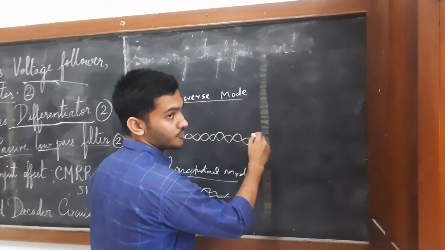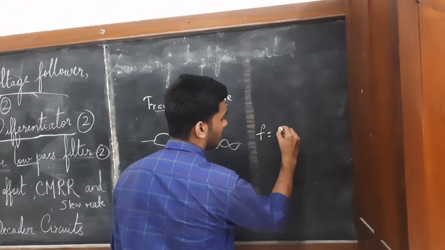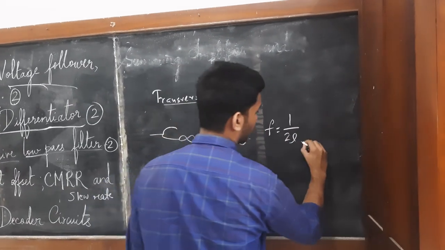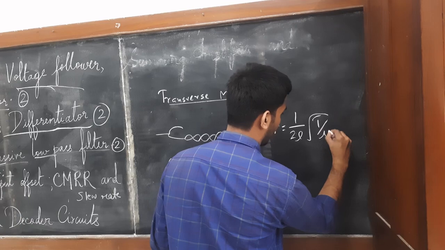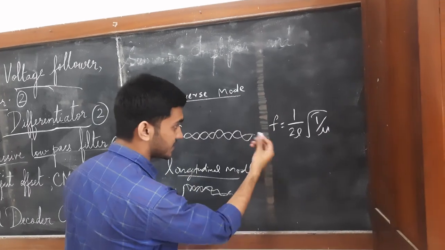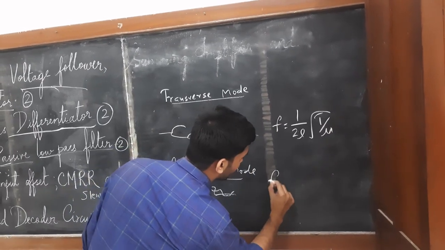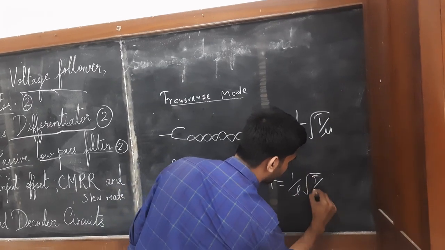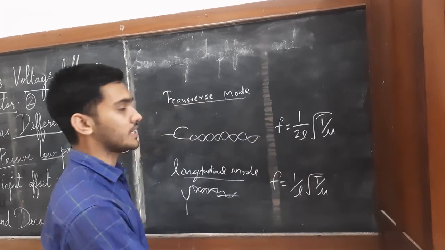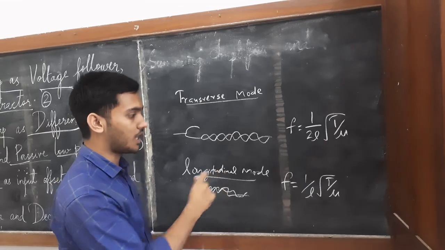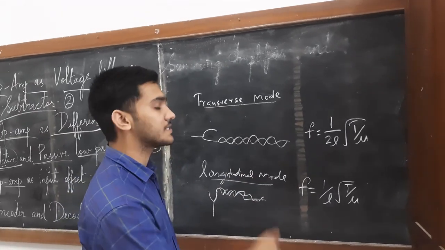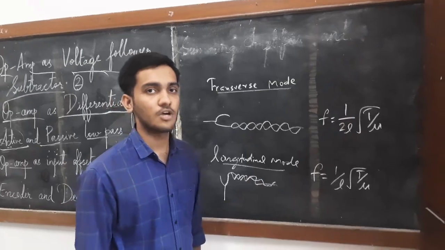In the transverse mode, to find the frequency we have the equation f = (1/2L)√(T/μ). In the case of the longitudinal wave, the equation is a little different: f = (1/L)√(T/μ), where T is the tension, μ is the mass per unit length of the wire, which will already be given, and L is the length between two successive nodes.